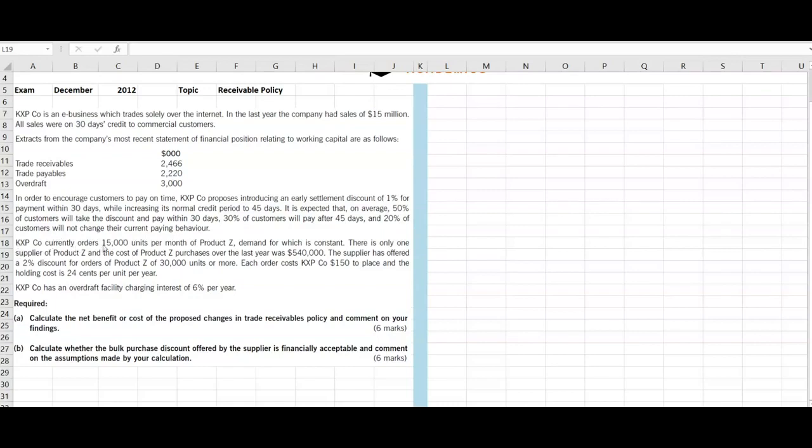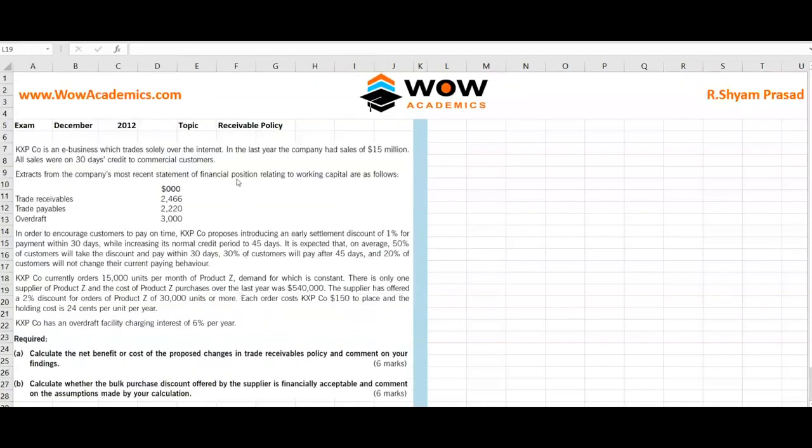KXP Co currently orders 15,000 units per month of product Z. So I think this paragraph is given for requirement B, so we will leave this. And finally, KXP Co has an overdraft facility charging interest of 6% per year. So these are the information that we want. We don't want this one. This is for the EOQ, or requirement B. So we'll leave this. We'll start from this question.